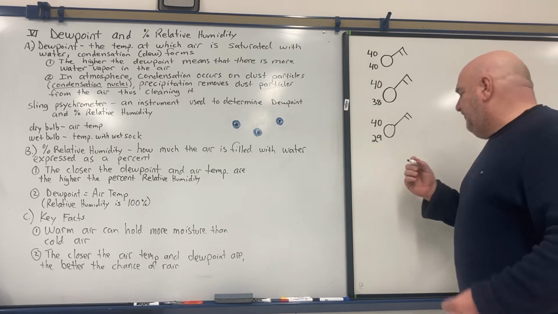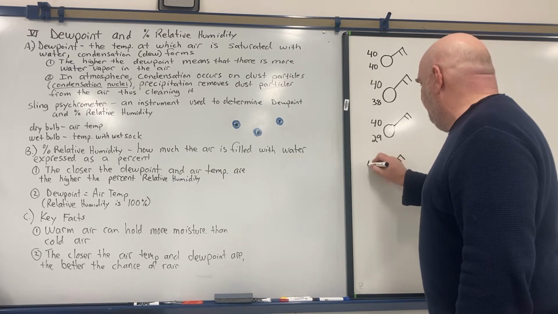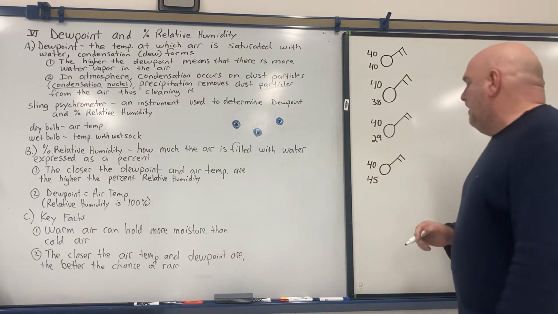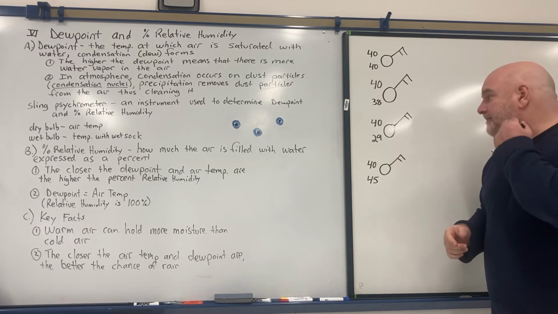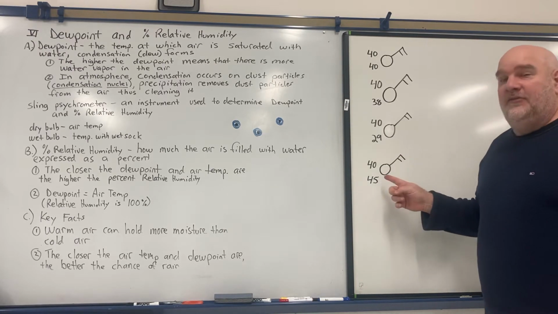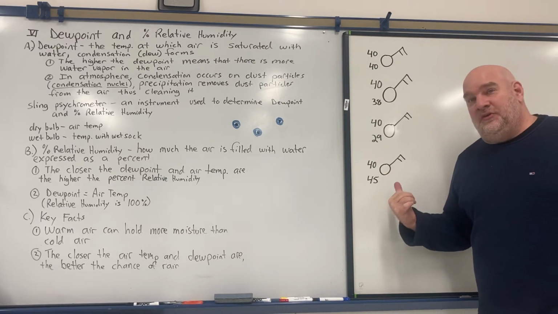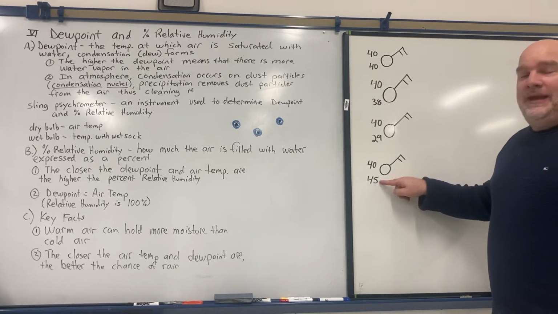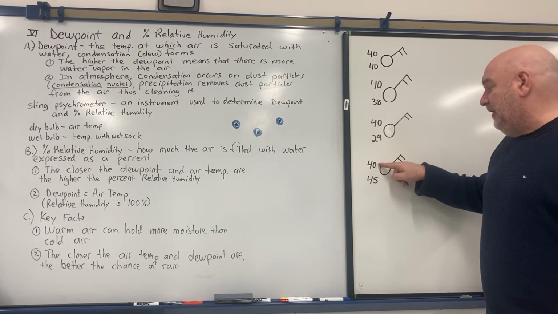Let's say that I had a station model that looked like this, where the air temperature was 40 and the dew point temperature was 45. What that means is that the person who drew the station model doesn't know what they're doing. The reason being is the dew point cannot be higher than the air temperature.